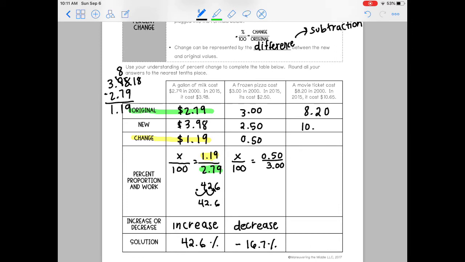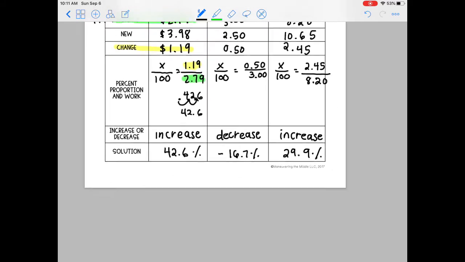The next one, the movie ticket one, it was originally $8.20. It went up to $10.65. This is a difference of $2.45. We set up our proportion, that's X out of 100, which equals $2.45, which is our change, divided by our original, which is $8.20. This is considered an increase because it went up $2.45. And our solution would be 29.9%.